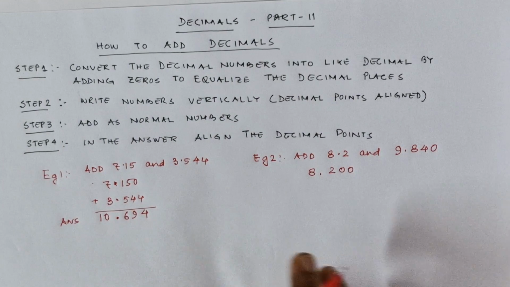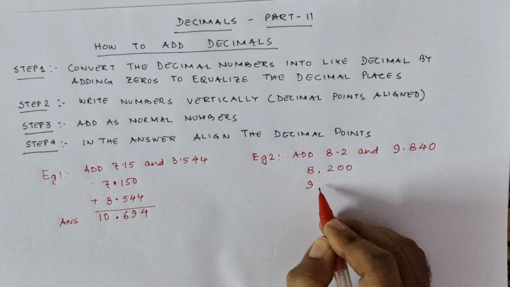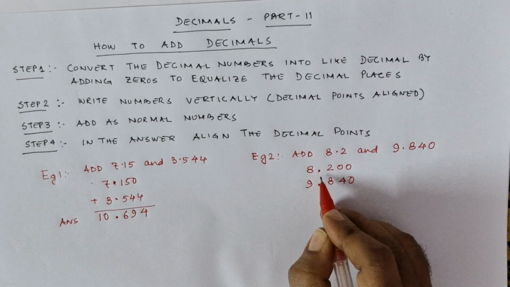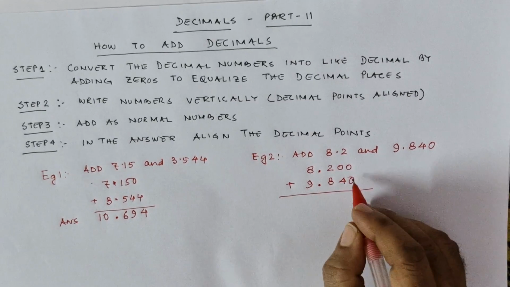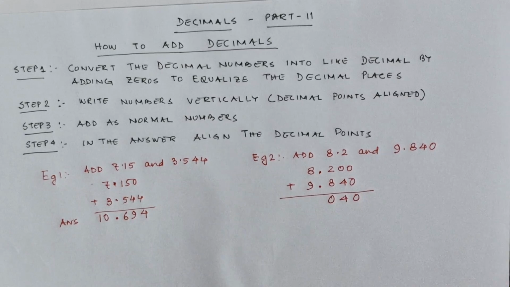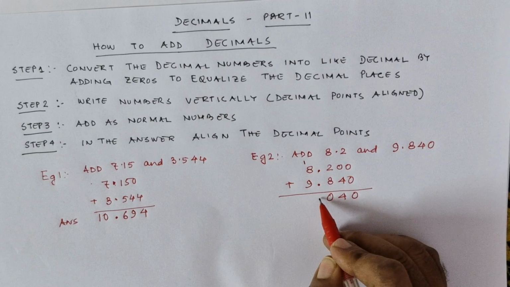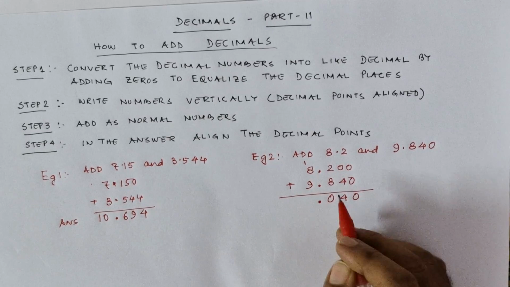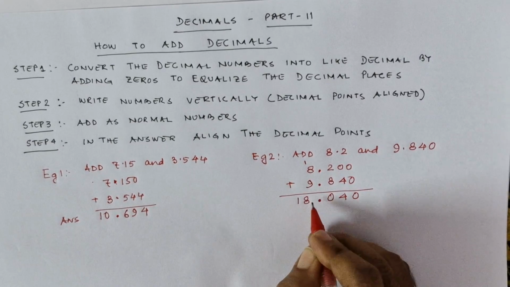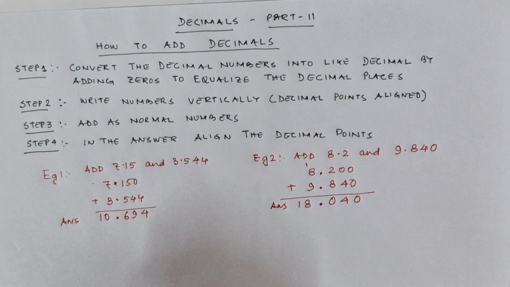Now what we need to do after conversion is write the numbers vertically, keeping in mind the golden rule, that is, keep the decimal points aligned. Now add as normal. So 0 plus 0 is 0, 4 plus 0 is 4, 8 plus 2 is 10. Now remember 1 is carried over, so write 1 here and put the decimal point in the answer. Align it vertically. Now 8 plus 9 is 17 plus 1 is 18. So your answer will be 18.040.